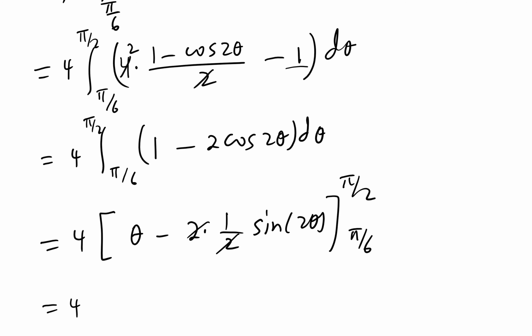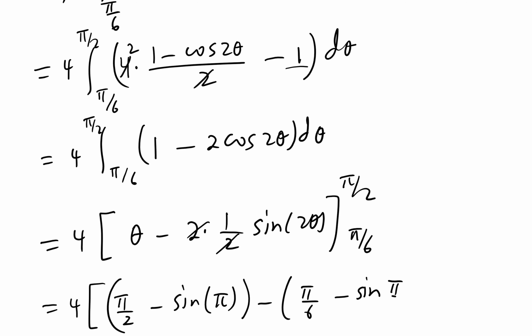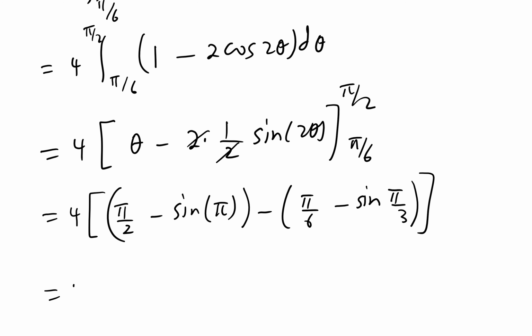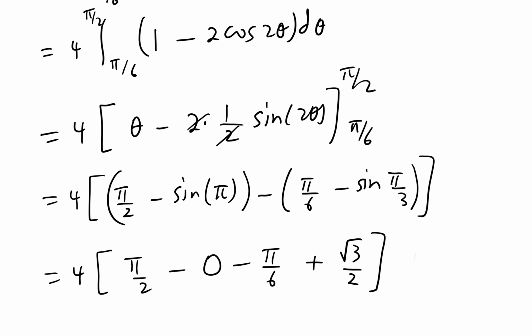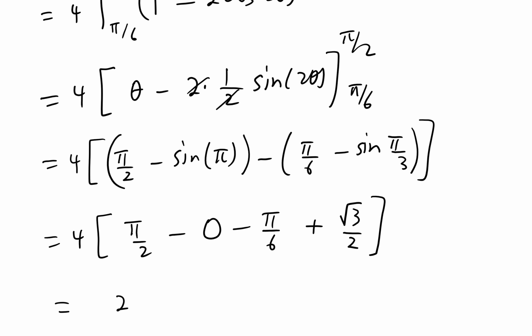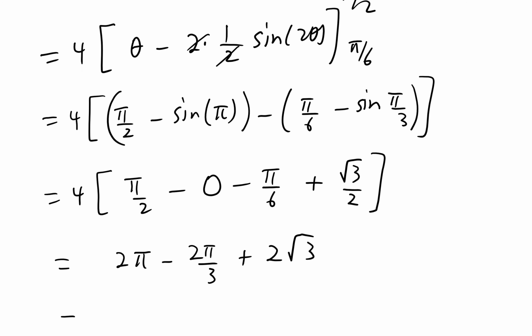These cancel. Substitute pi over 2 for theta. Sine of 2 times pi over 2 is sine pi, minus pi over 6, minus sine of 2 times pi over 6, which is sine pi over 3. So 4 times pi over 2 minus 0 minus pi over 6 plus the sine, which is root 3 over 2. Now we can combine like terms. Multiply the 4 in: 2 pi minus 2 pi over 3 plus 2 square root of 3. If you combine them, you get 6 minus 2, 4 pi over 3 plus 2 square root of 3.